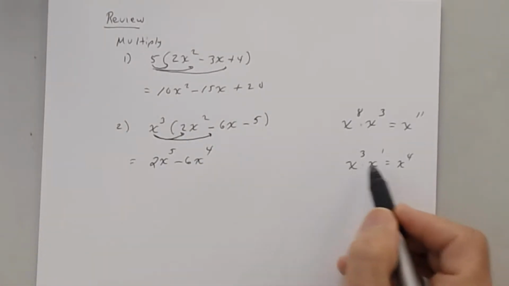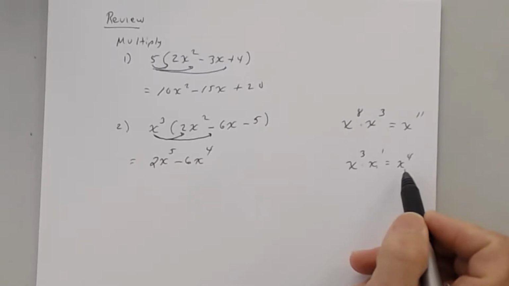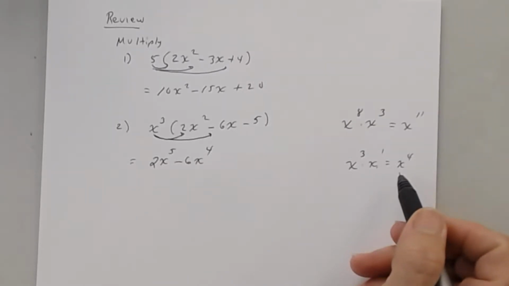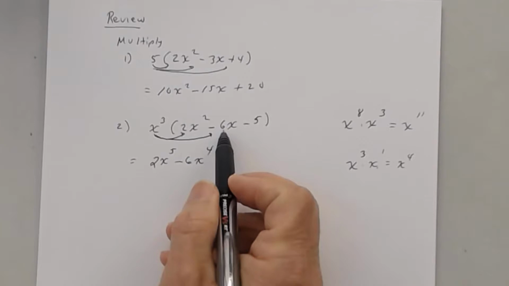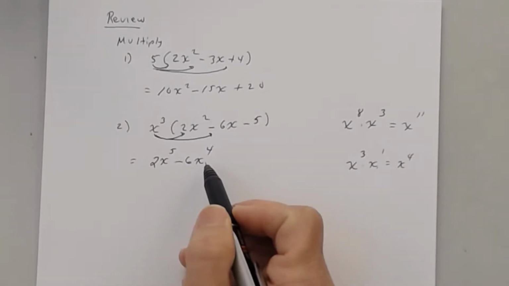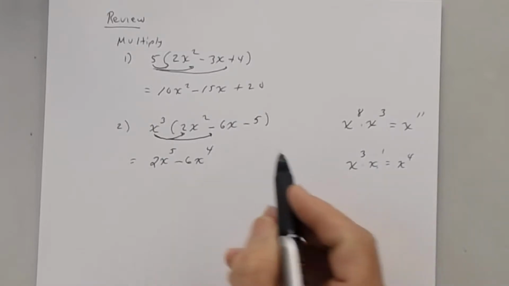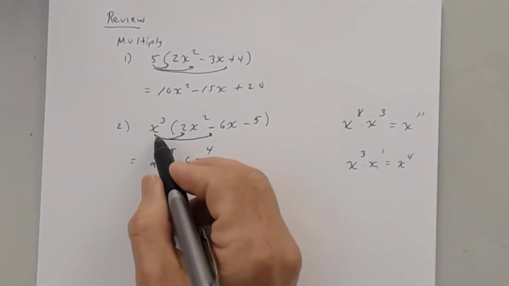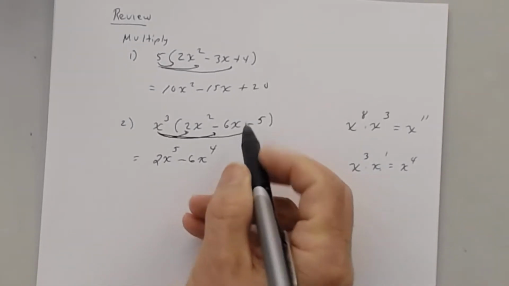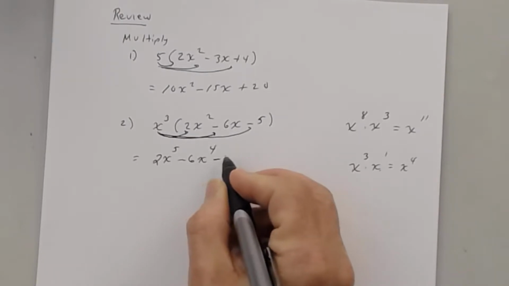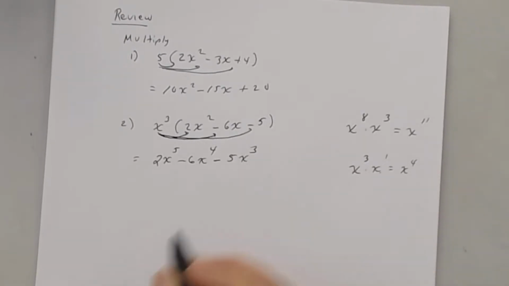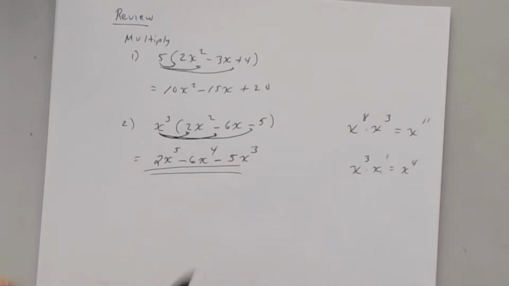We just talked about x cubed times x is x to the fourth, right? So why'd you say x squared? X cubed times a negative 6x is a negative 6x to the fourth. 3 plus 1 is 4. Okay? What is x cubed times a negative 5? Negative 5x cubed. All right, and there's your answer.